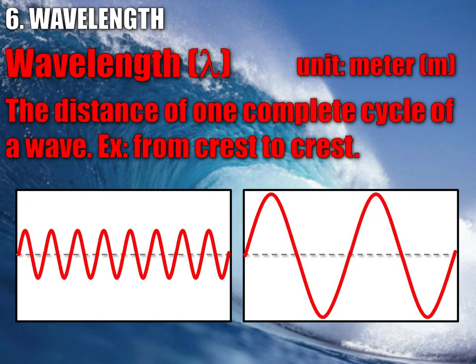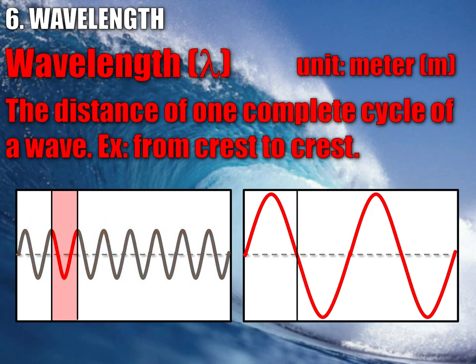So clearly we can't measure the length of the entire wave. So instead we simply measure the length of 1 cycle of the wave. So for example, if we start measuring from this crest, we can measure the distance from this crest to the next crest. And that distance is a wavelength.